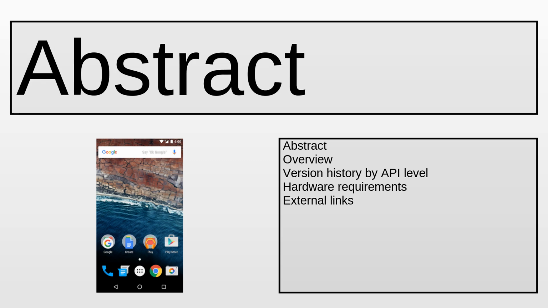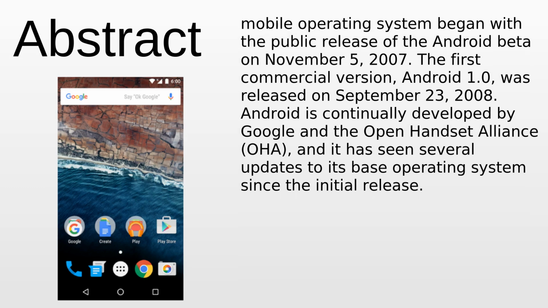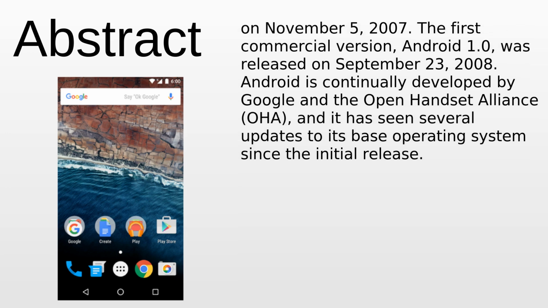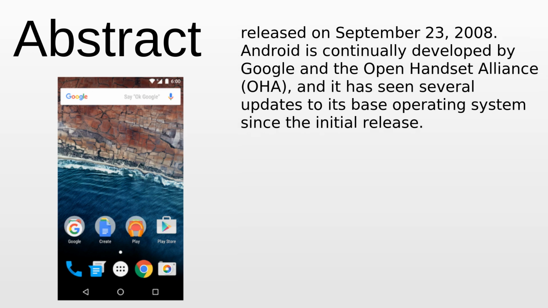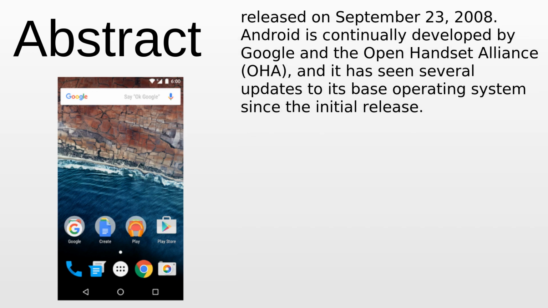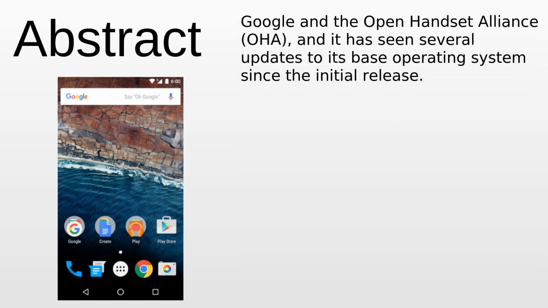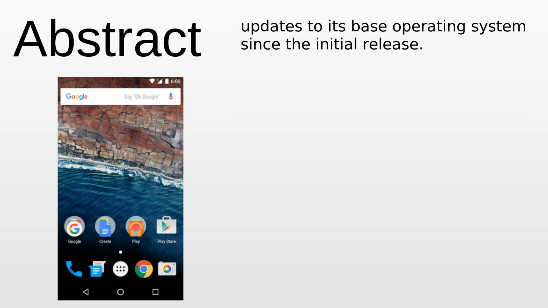Abstract. The version history of the Android mobile operating system began with the public release of the Android beta on November 5, 2007. The first commercial version, Android 1.0, was released on September 23, 2008. Android is continually developed by Google and the Open Handset Alliance, OHA, and it has seen several updates to its base operating system since the initial release.